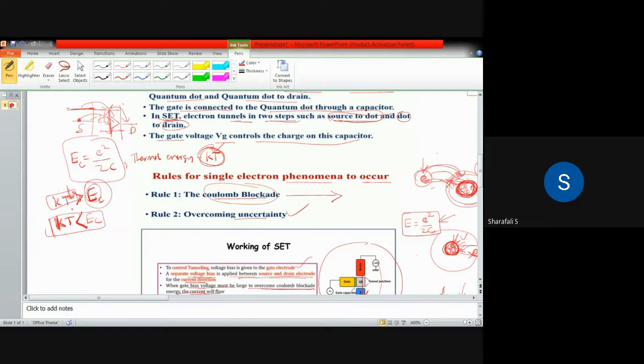So one way to achieve this condition is to do the experiment at low temperature. Then you can have kT less than EC, or your EC has to be much higher, so that even at some higher temperature, kT is less than EC. That is the condition. That's why we need this Coulomb blockade. It is necessary. If you don't have this Coulomb blockade, then you cannot control the electron by adjusting the gate voltage.